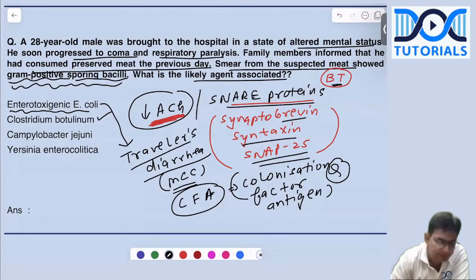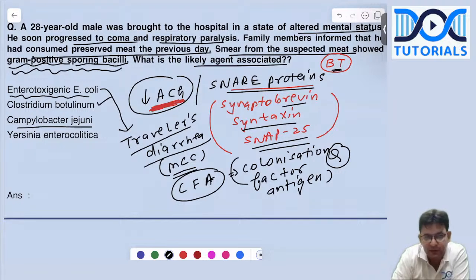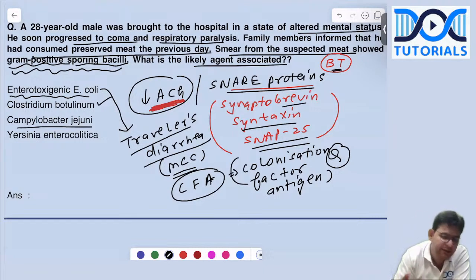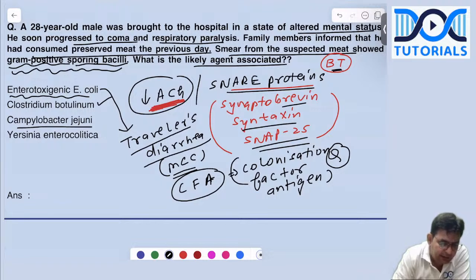Fine. Campylobacter jejuni we have already done. It is associated with contaminated poultry products and causes inflammatory diarrhea. Important are fecal leukocytes and gull-wing shaped bacteria. Important: in the culture media, what should be the temperature of incubation? 42 degrees centigrade. Very right.